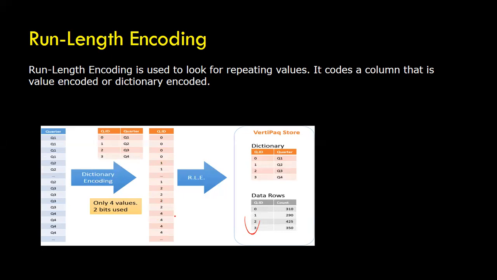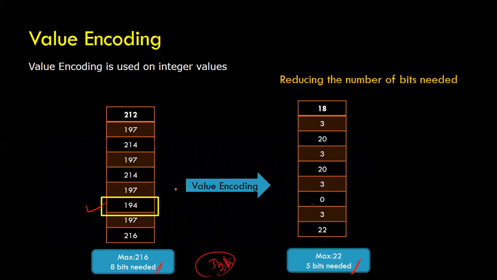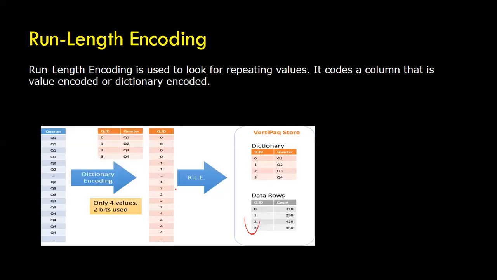Then, in the next step, VertiPaq proceeds with compressing this data. For text data, it uses hash encoding. For integers, it uses value encoding. And the next one is run length encoding, used in the case of repeated values. Got it? So this is the idea behind compressing the data. After applying the encoding, the size will get reduced. This is the technique used to compress the data.